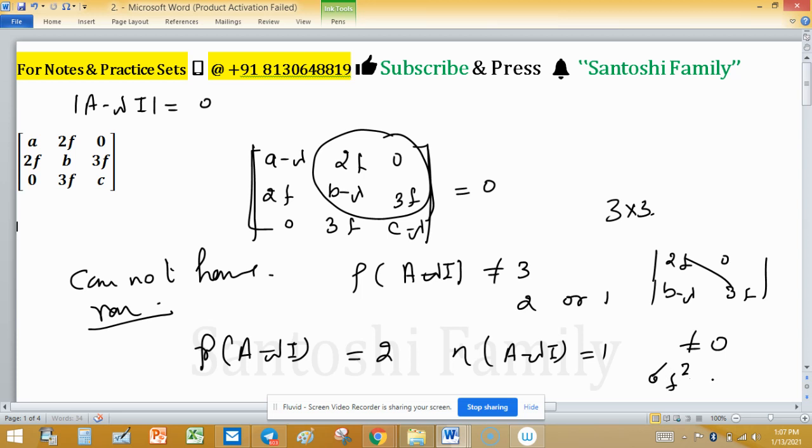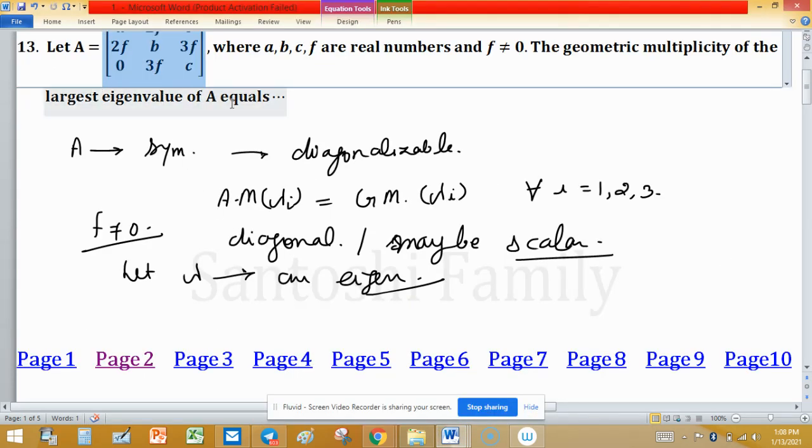So this entry will not be equal to 0. So the determinant of the 2 by 2 minor, or submatrix, is non-zero. So we are obtaining a minor of order 2 having non-zero determinant, so its rank is 2. Or you can directly apply this theorem: a symmetric matrix cannot have rank 1, and 3 is not possible. So rank is 2, nullity is 1. So the geometric multiplicity of lambda is 1. So the answer is 1.